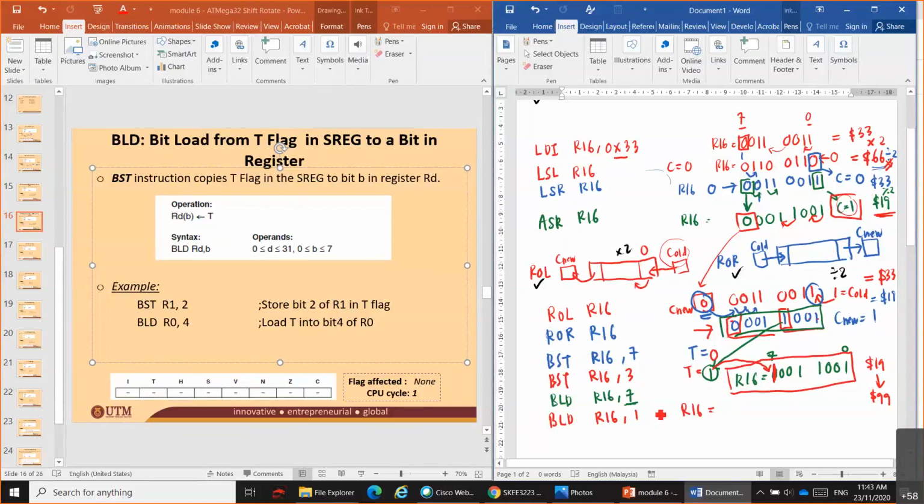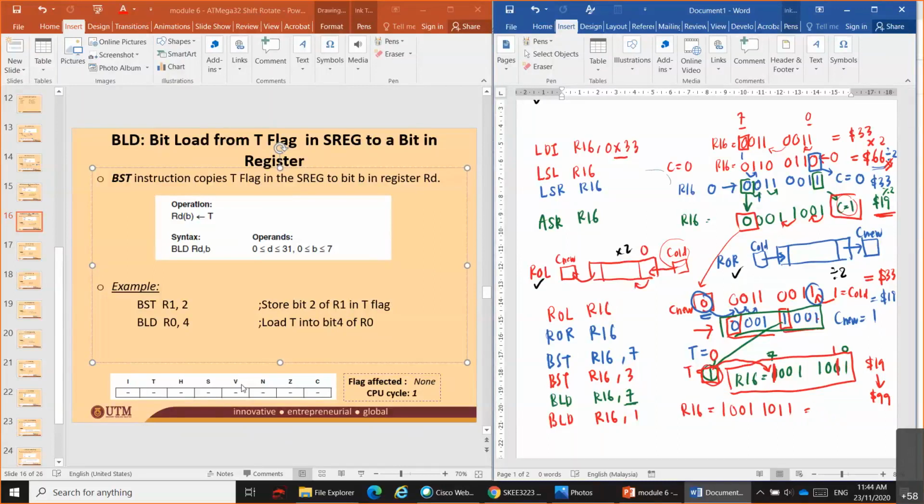So what happened to my R16? R16 will become 1001 1011. Why? Because your T value is still 1, it remains. So you copy this value and put it to bit 1 there. So this is your new value of R16.